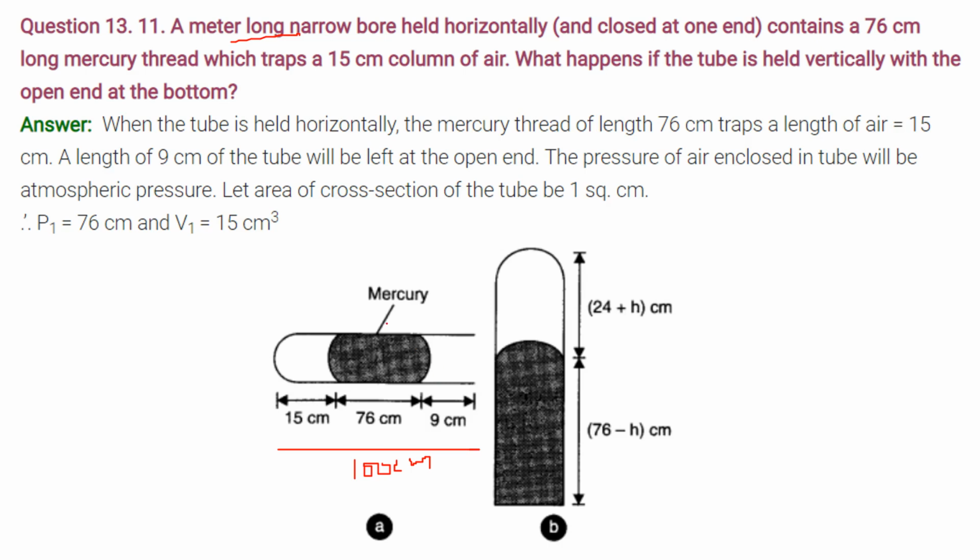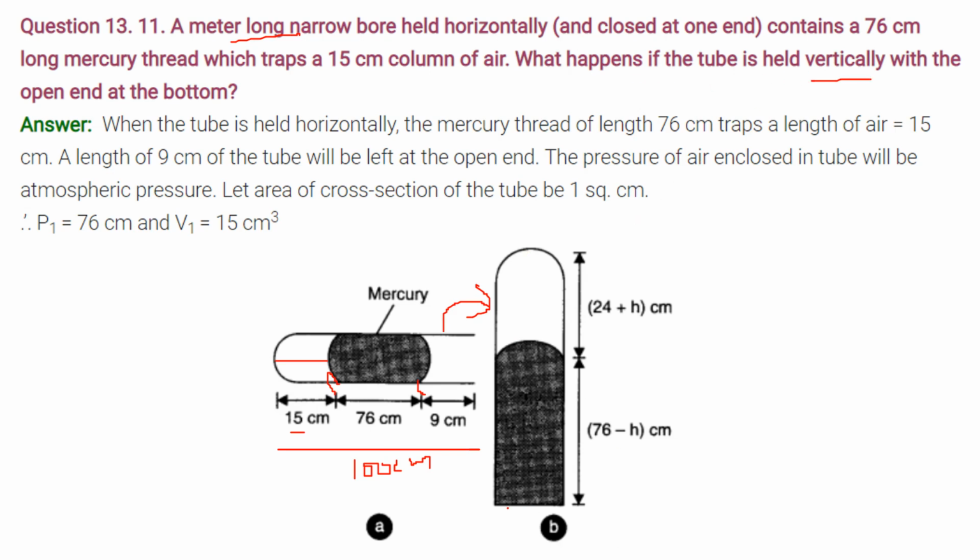It contains a 76 centimeter long mercury. From here to here, it is a 76 centimeter mercury thread, which traps a 15 centimeter column of air. From here to here, it is 15 centimeter of air. Now this is horizontal. Now it is turned to vertical direction. So what happens if the tube is held vertically with the open end at the bottom?